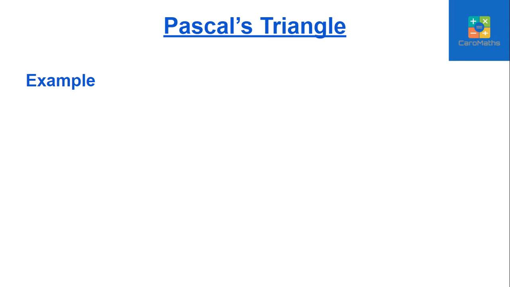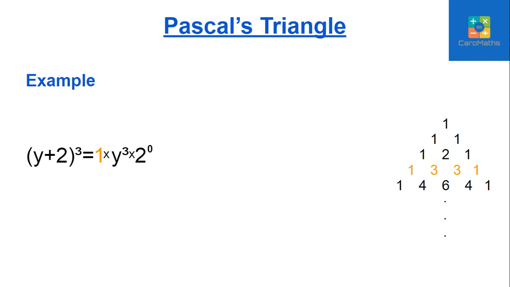I find examples really useful because they help me get my head around an issue by just practicing. So here's Pascal's triangle, and I've colored the fourth row orange because that's the one we'll be looking at. And the example I've got here is (y + 2) cubed. So the first term, the coefficient will be 1. We can see that from Pascal's triangle. And then we've got y to the highest power, which is 3, plus 2 to the power of 0. So it's 1 times y cubed times 2 to the power of 0.